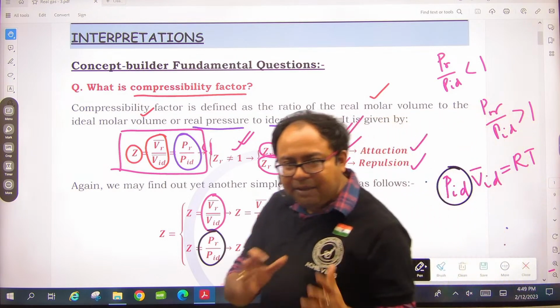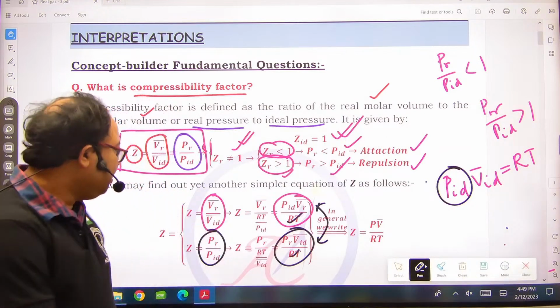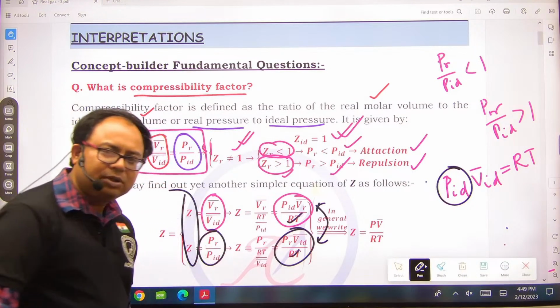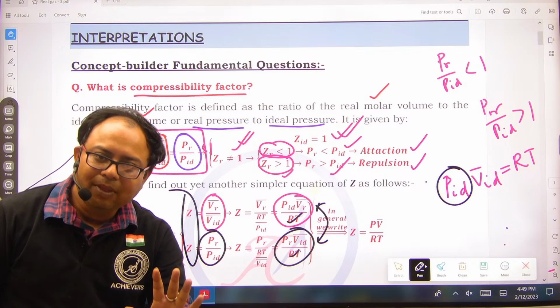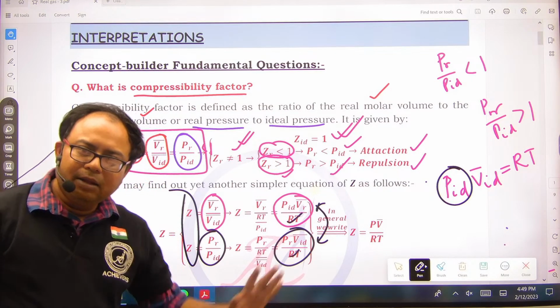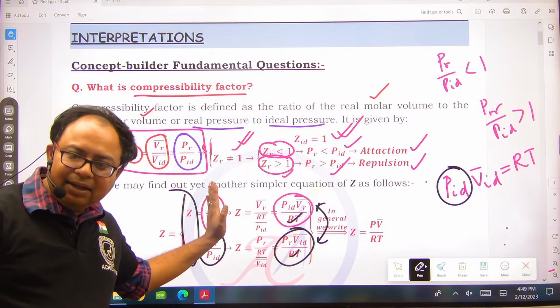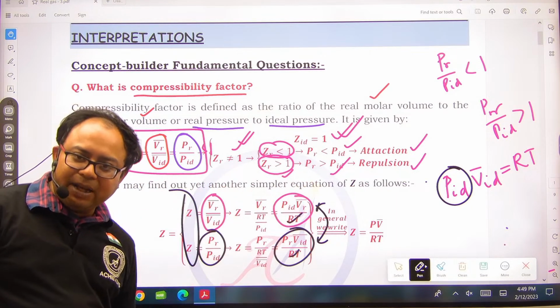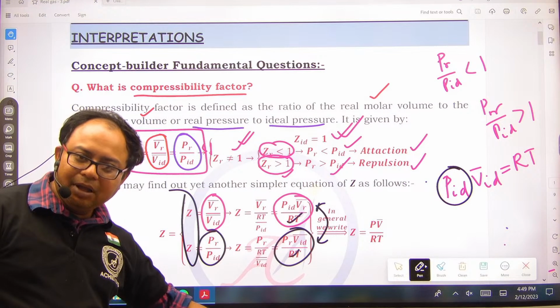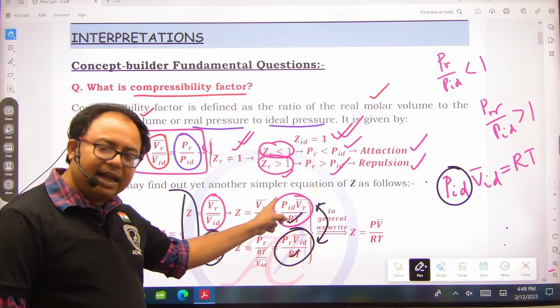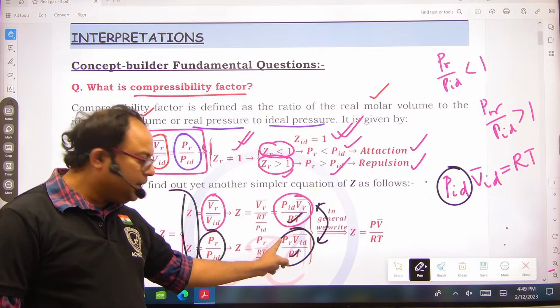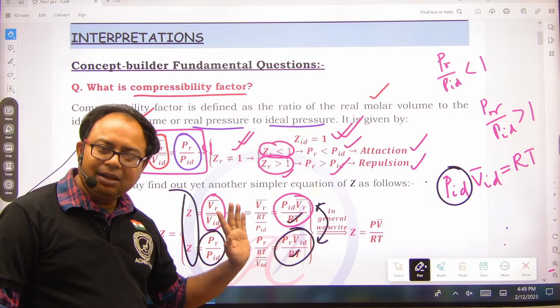So it seems that there is a difference, but the quantity is same. So is there any fallacy with that? Answer is no. The same quantity Z has two different expressions. The denominator is same, but the numerator seems to be different. If the pressure is ideal, volume is real. Here the pressure is real, the volume is ideal.